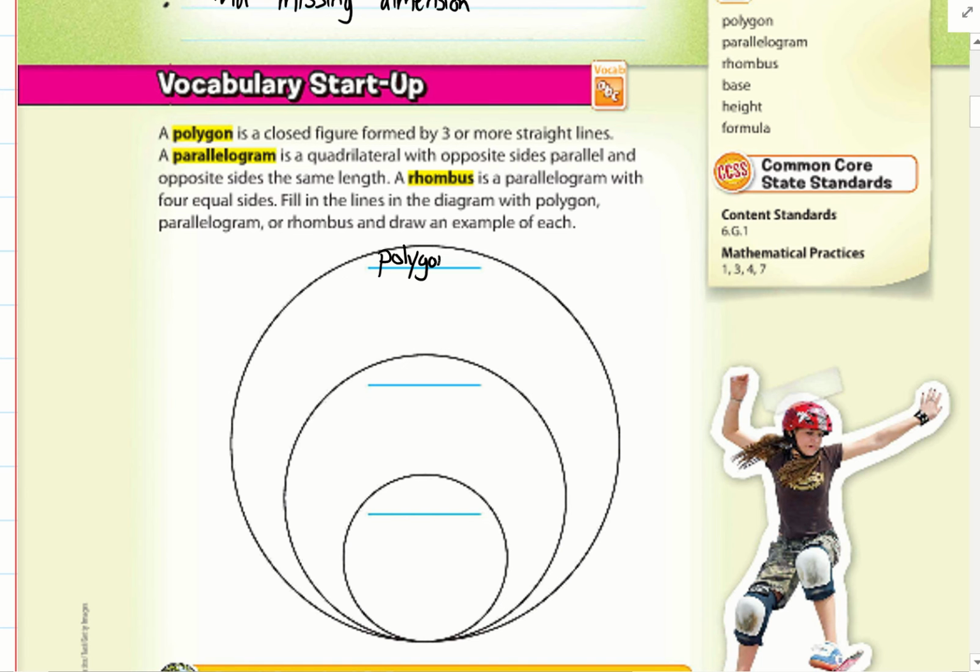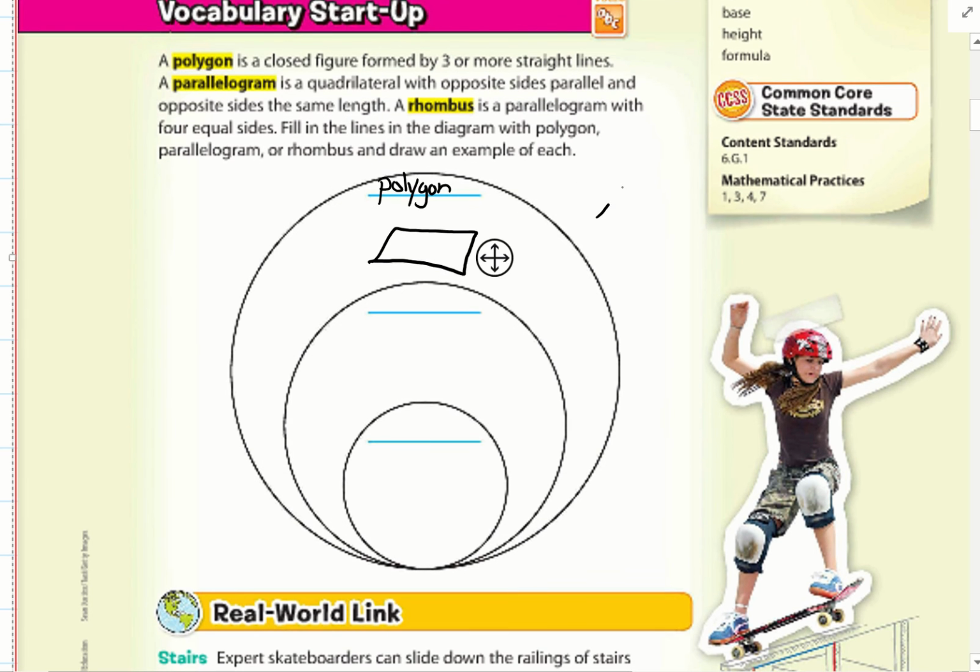If we read the definition of polygon, this is a closed figure formed by three or more straight lines. So I can draw any figure, and this is four straight lines, so three or more, and it's closed. So there's no openings. An opening would be something like this, where we have this large gap. That means it is not a polygon. So that is no bueno.